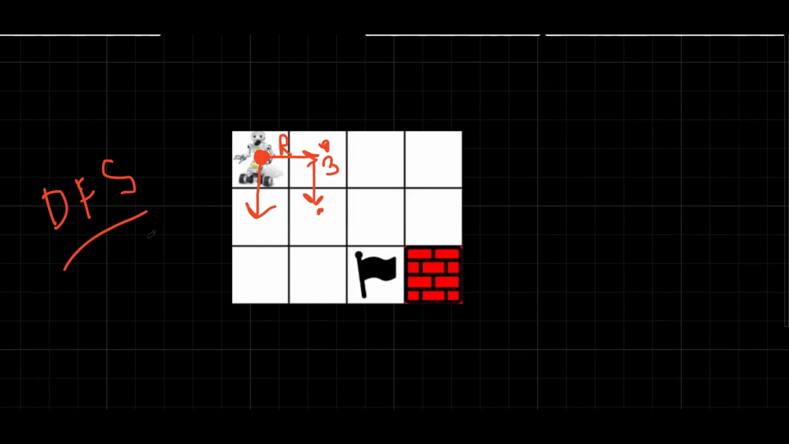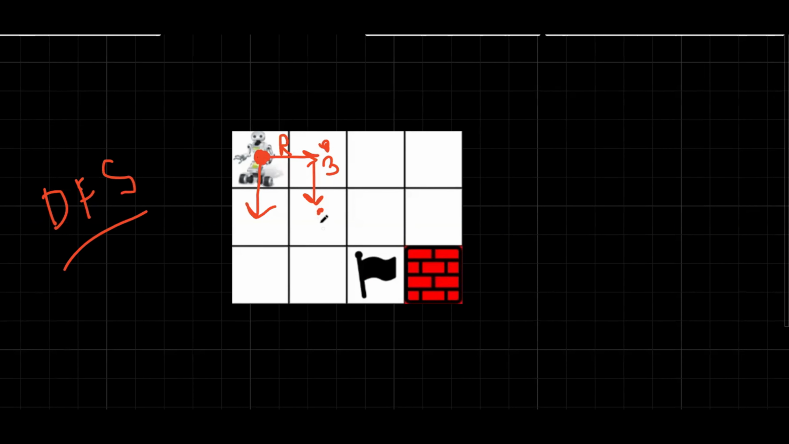Now, from this position, I have 4 choices. Either I can go right, down, left, or upwards. But wait, do I need to go upwards, or is it necessary? Exactly not, because we have already visited that cell before we visited this cell. That's why we have to mark this cell visited, such that we cannot reach this cell again in the same path. That's why we have to mark every cell visited.